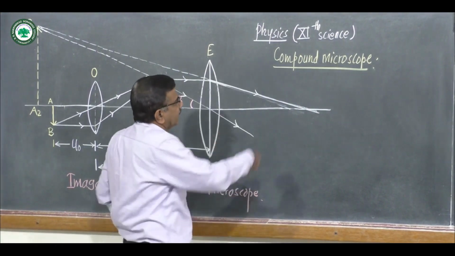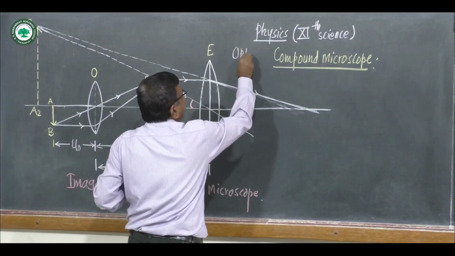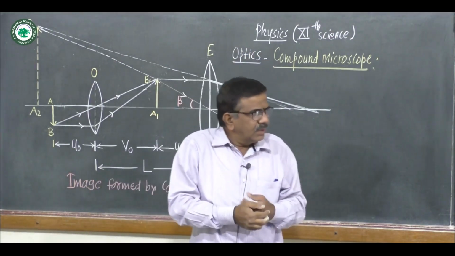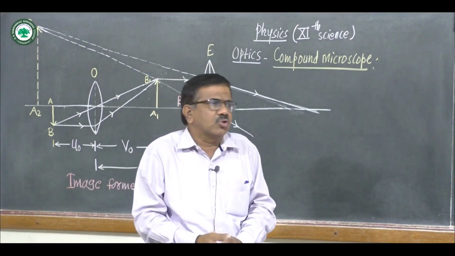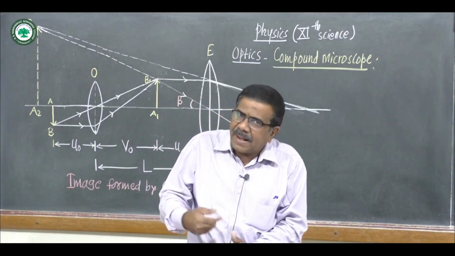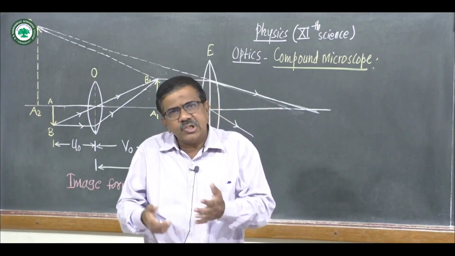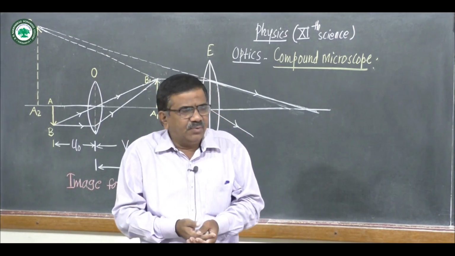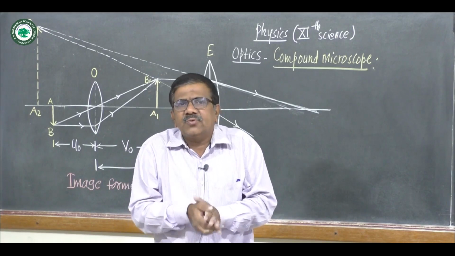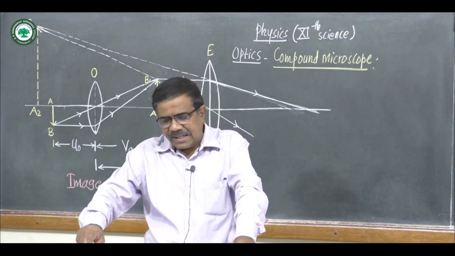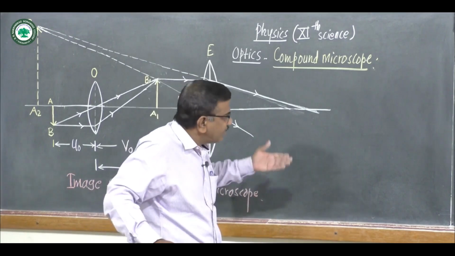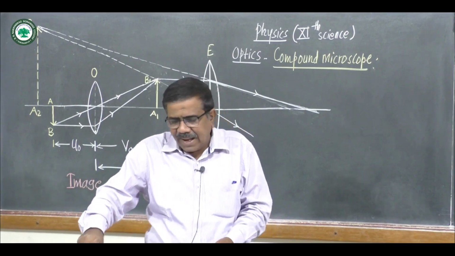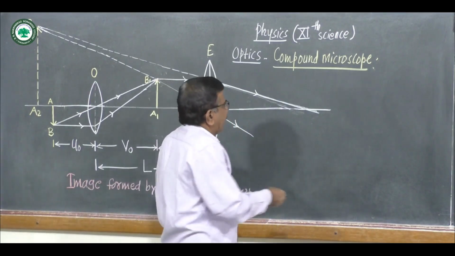Today we are going to study the compound microscope from the chapter Optics of the 11th science. In the previous lectures you have studied about the simple microscope. A simple microscope is a convex lens having short focal length and small size. If the object is placed within its focal length, its virtual, erect and magnified image is formed on the same side of the object. We know this.